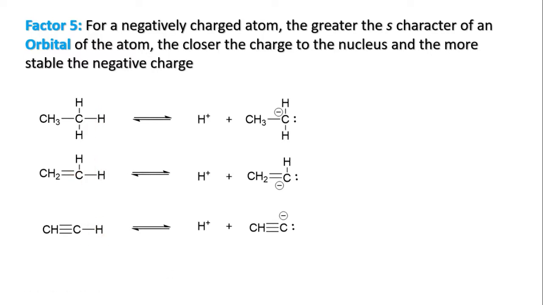alkyne. And if you still remember the pKa table, the alkyne is the most acidic compared to the alkene and alkane, right? pKa 25, 44, and 50 for alkane. Okay, how do we explain this pKa though? Well, let's take a look at the conjugate base.